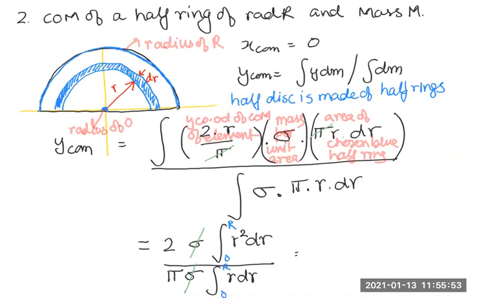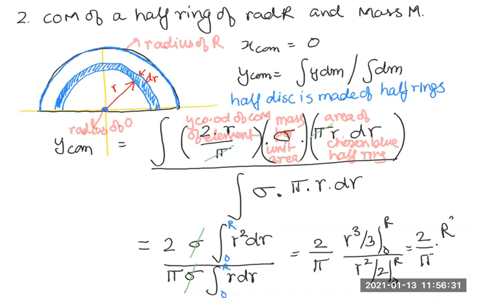So this will be equal to 2 by pi into the integration of r square times r cube by 3. Okay, I skipped a step. Let me just go back. So this will be r cube by 3, 0 to r, divided by r square by 2, 0 to r. This would be equal to 2 upon pi into r cube by 3 divided by r square by 2.